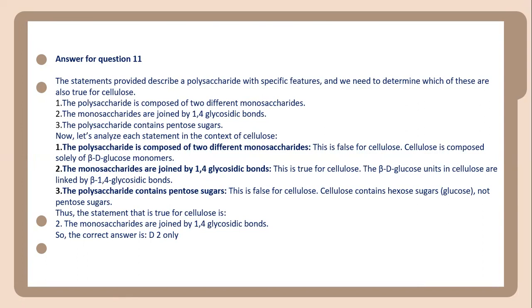This is true for cellulose because the beta-D-glucose units in cellulose are linked by beta 1,4 glycosidic bonds. And the polysaccharide contains pentose sugar. This is false for cellulose because cellulose contains hexose sugar, which is glucose, not pentose sugar. That's why the correct answer is only 2.